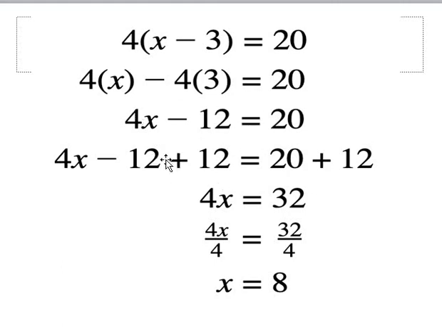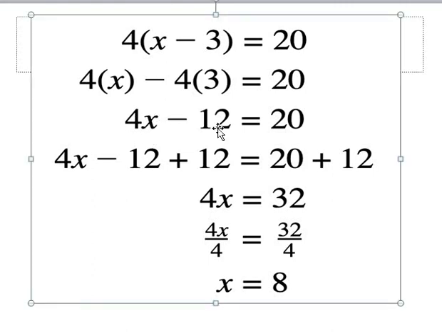Now, what do I do here? I want to find out the value of x, so I keep 4x alone. I have to remove negative 12 from here and send it to the other side. How? By adding 12, because if you add 12, the answer will be 0. So it will be 4x minus 12 plus 12, the answer is 0. But because it's an equation, whatever you do here, you have to do it here, miss. So even here you have to add 12. Why? Because you add 12 on the left side, so you have to add 12 on the right side. So here it will be 20 plus 12, and here it will be 4x alone.